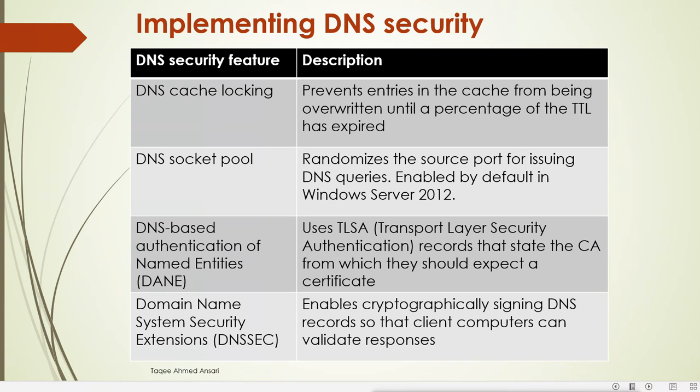Then DNS-based Authentication of Named Entities, that is DANE. This uses TLSA, that means Transport Layer Security Authentication records, that state the CA, the certificate authority, from which they should expect a certificate. Suppose you want to connect to a specific web server, like facebook.com. That record is available in our DNS server, and the DNS server will also have the record of which certificate server will give the certificate for this particular web server or service.